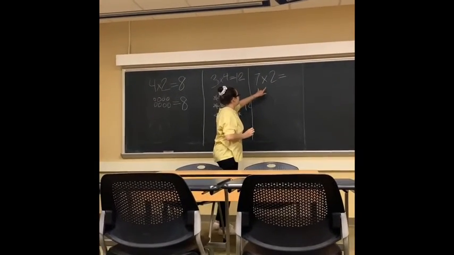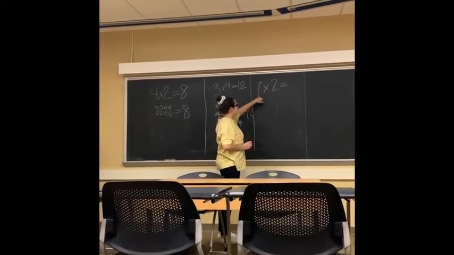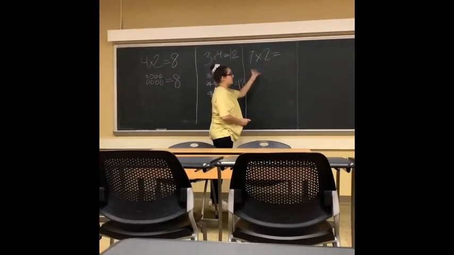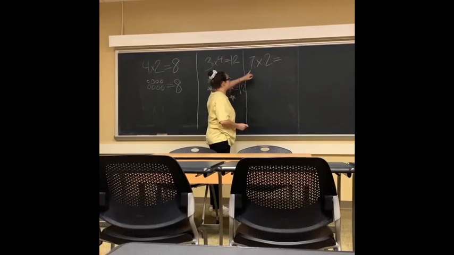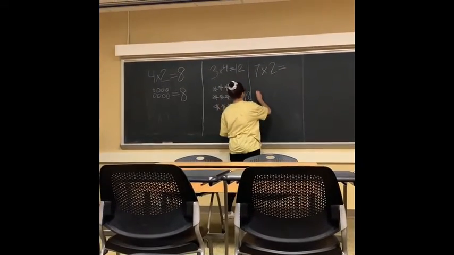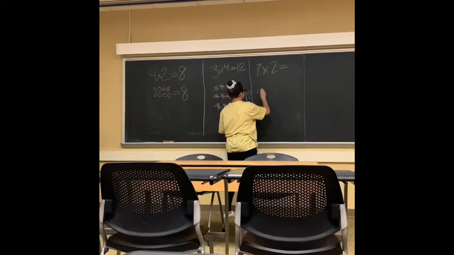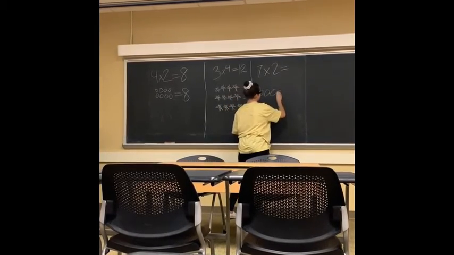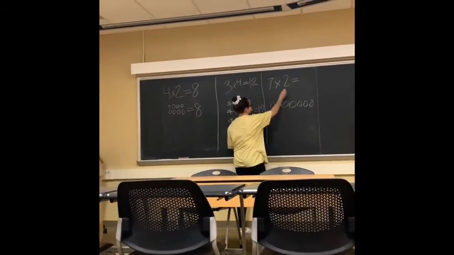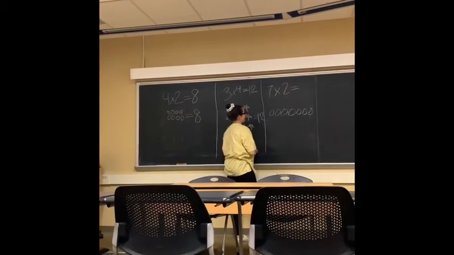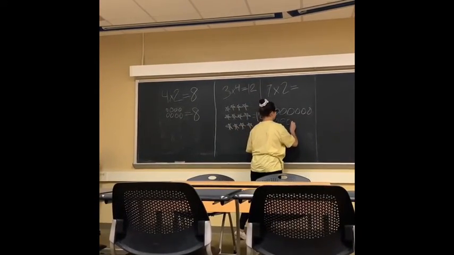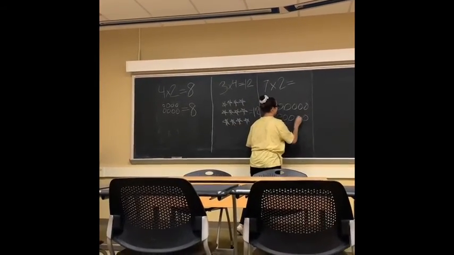So you can either take 7 or 2 and draw out 2 circles 7 times, or you can do 7 circles and just write it out 2 times. I'll do 7 circles 2 times. 1, 2, 3, 4, 5, 6, 7. And again, because the second number you're multiplying it by is 2, 1, 2, 3, 4, 5, 6, and 7.